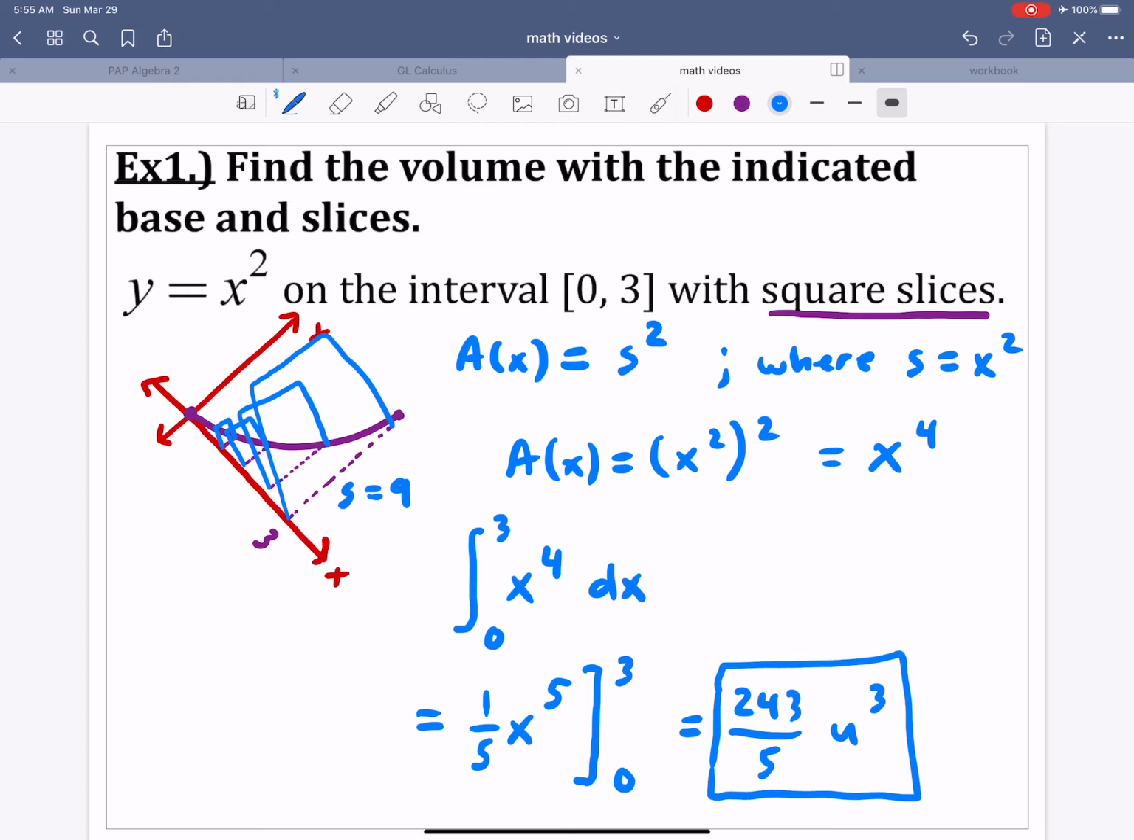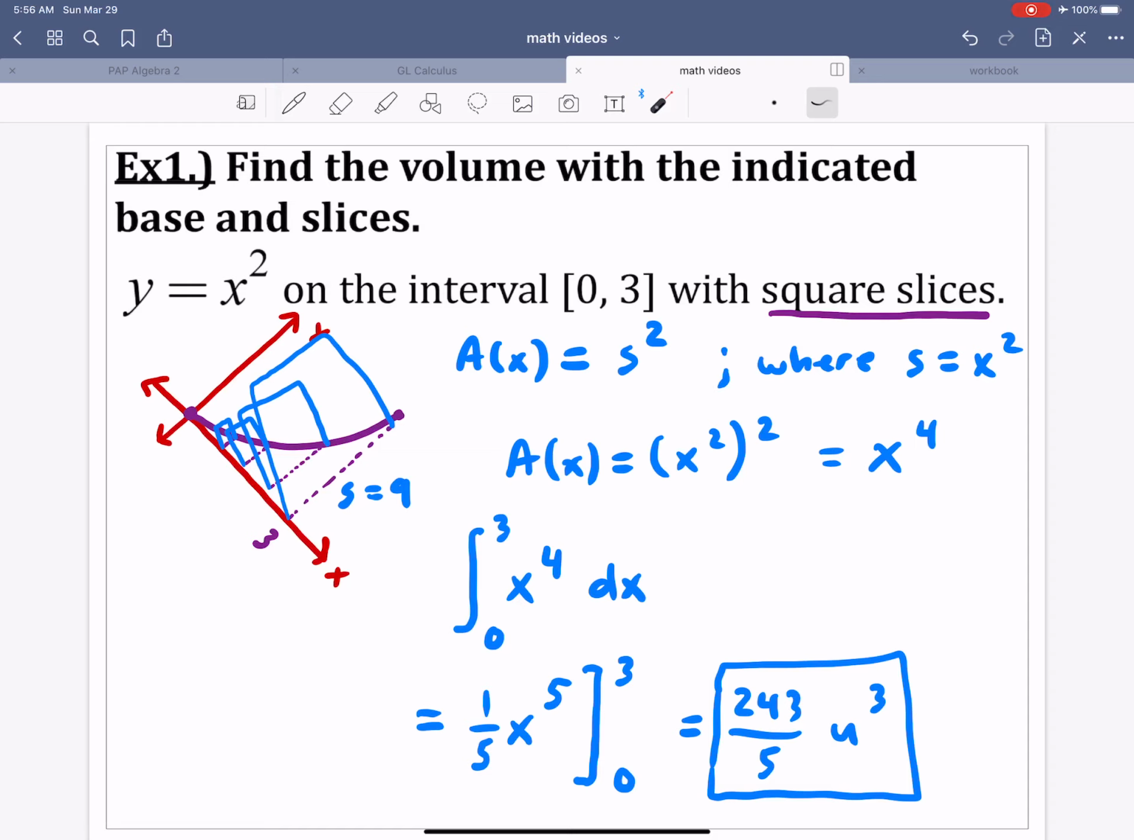So this number represents the volume of the shape that you would get if you took this base, this x squared, and built consecutively larger squares starting at 0, going all the way to x equals 3, bigger and bigger squares that you stacked right next to each other. The volume of the shape that you'd get is 243 over 5. Okay?